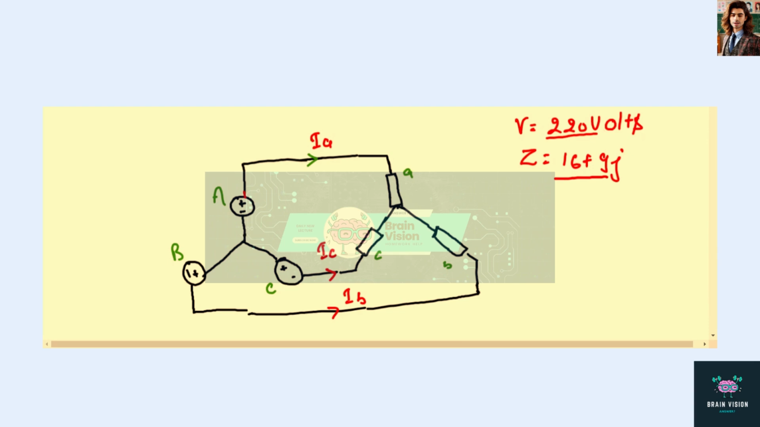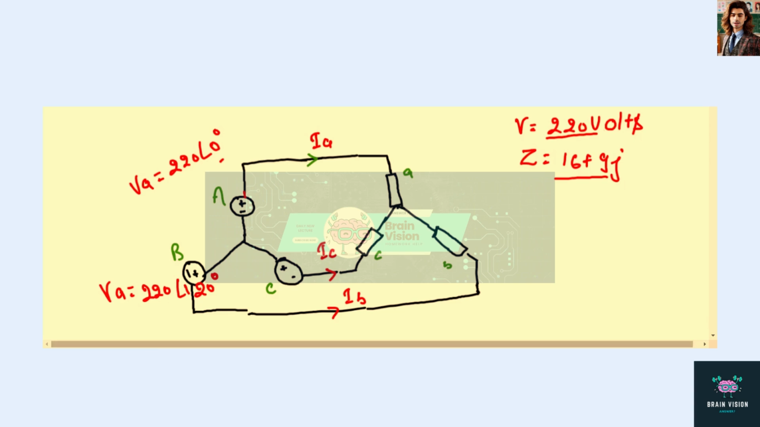It is only given that 220 volts, and the source is Y connected. So it means that one of the voltages, let's suppose VA, is equal to 220 angle 0. Suppose this is our reference phasor. Then what about VB? As this is balanced, the magnitude will be the same, and the phase difference must be 120 degrees. Suppose this is plus 120 degrees.